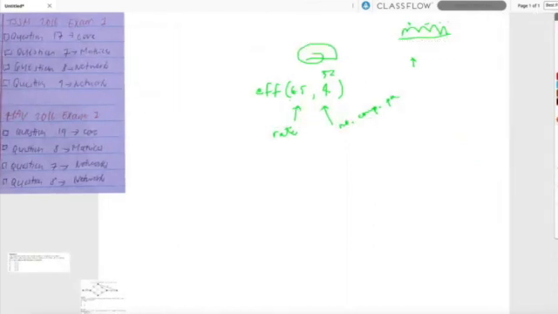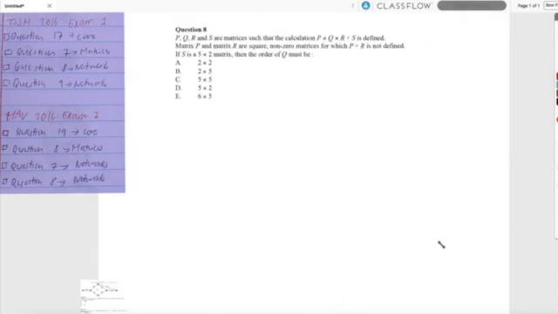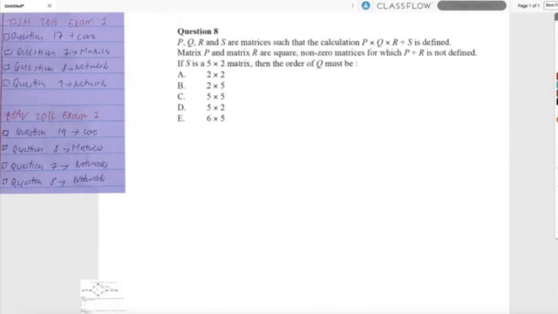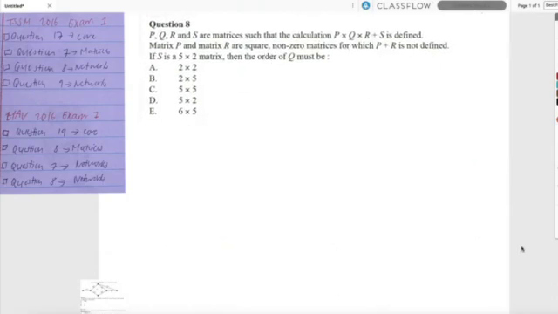Next, we're getting there. Get out and about. Enjoy the sun. We're down to matrices question 8 from Tia Mav.